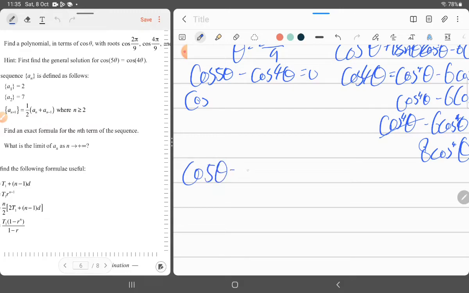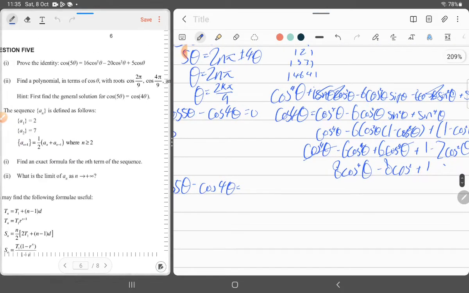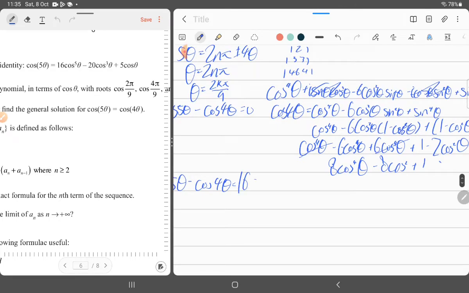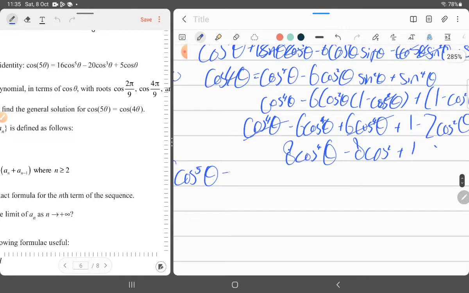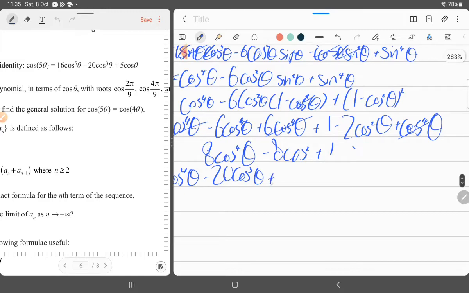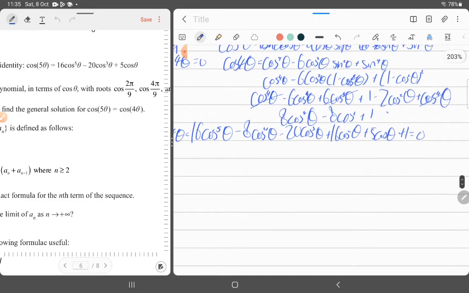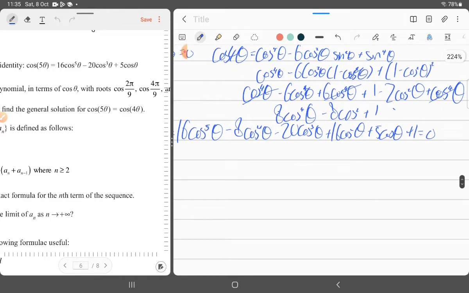sine 5 theta take away cosine 5 theta, cosine 4 theta is equal to 10 cosine 5 theta minus 8 cosine to the power 4 theta minus 20 cosine cubed theta plus 16 cosine squared theta plus 5 cosine theta plus 1 is equal to 0. This is true, so I'm hoping so.